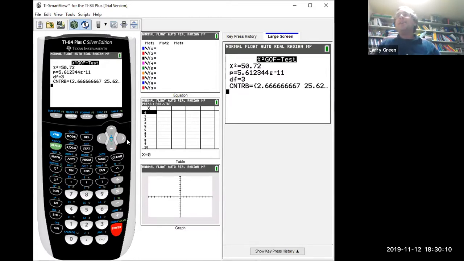Okay, the test statistic is 50.72. That's chi-squared. That weird little thing is not an X, it's a chi. That's a capital Greek letter. And it's chi-squared. The P equals, that's your p-value.